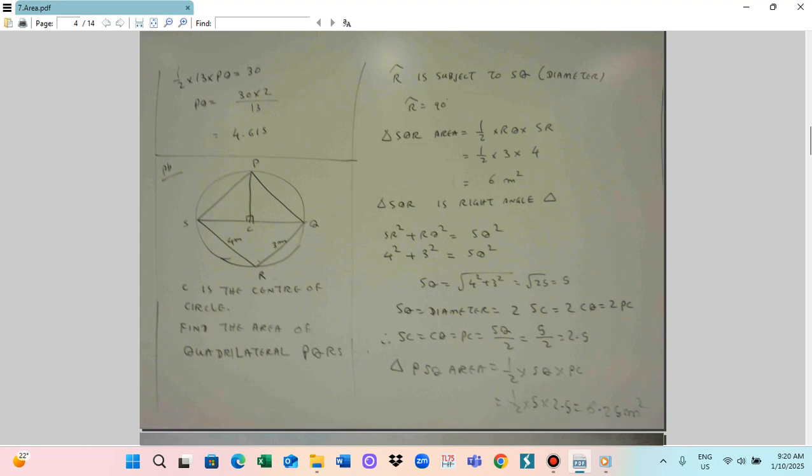SQ is 5. So this SQ is the diameter. SQ 5, so SC and CQ are the radius, so they are 2.5. BC also radius, also the half of the diameter, so also 2.5. So SQ is the diameter. Therefore, SQ is equal to 2 multiply SC equal to 2 multiply CQ equal to 2 multiply BC. So therefore you can calculate SC equal to CQ equal to BC is equal to SQ by 2. So this is 5 by 2. You got 2.5.